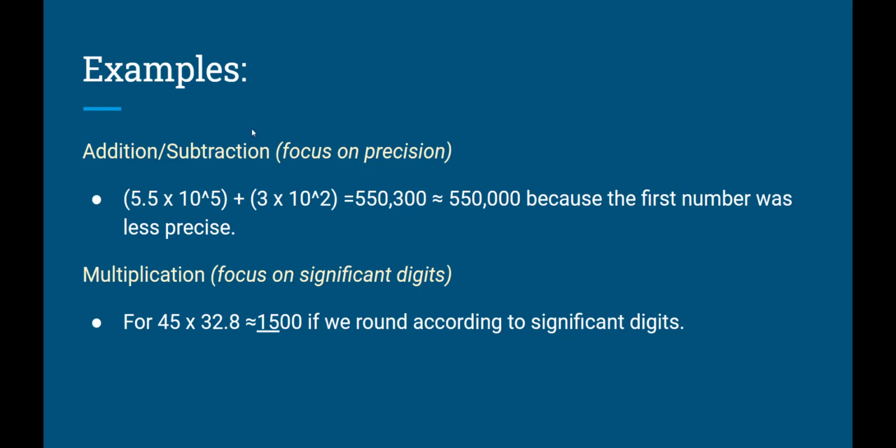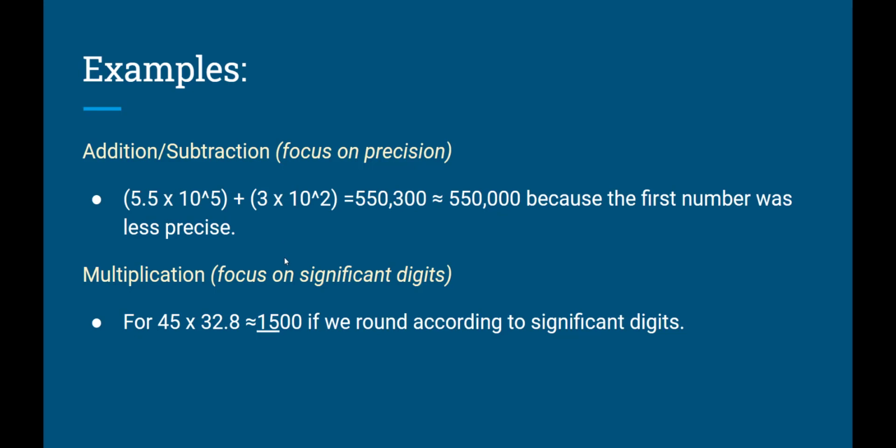Now, when adding and subtracting, we focus on precision. Since 300 was rounded to the hundredths place, whereas 5.5 times 10 to the 5th was rounded to the 10,000ths place, this is a less precise number. Therefore, we will round to the nearest 10,000ths place. The sum of these two numbers is approximately 550,000. The 300 was, you might think of that as less significant, less precise. Therefore, we round this to the nearest 10,000 because the first number was less precise.